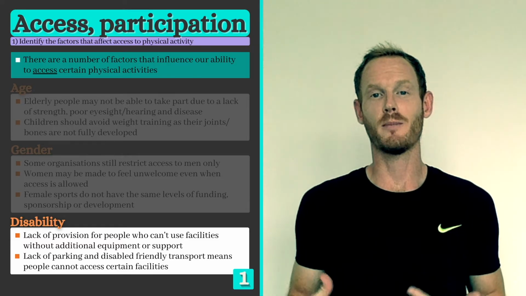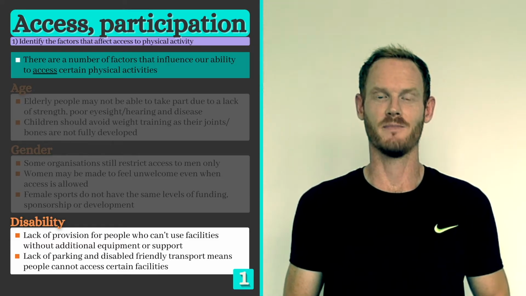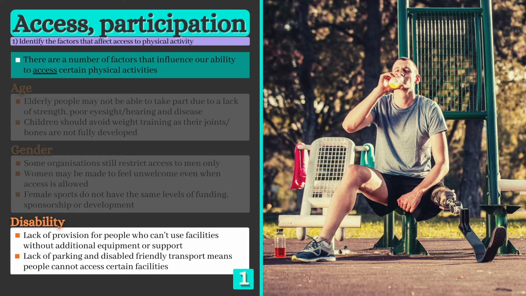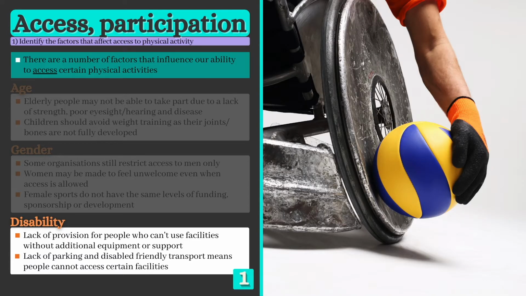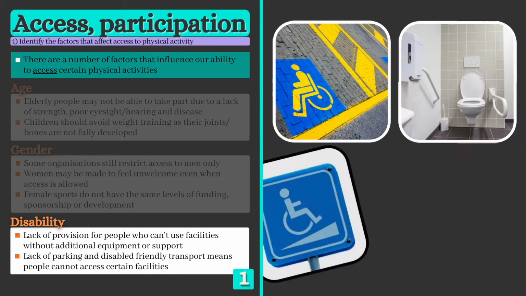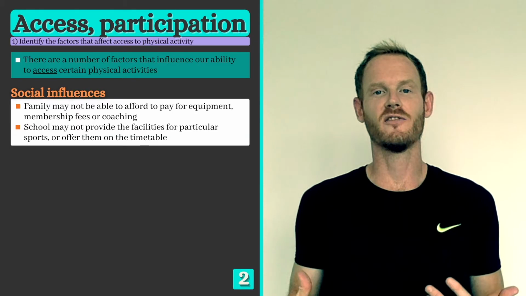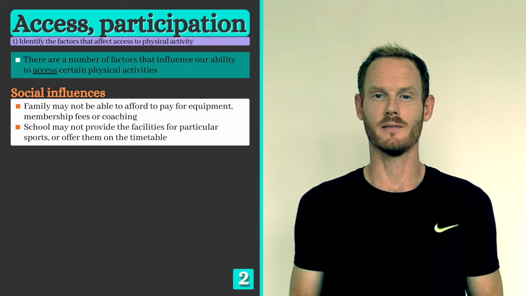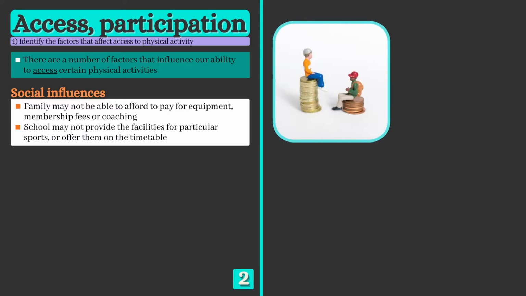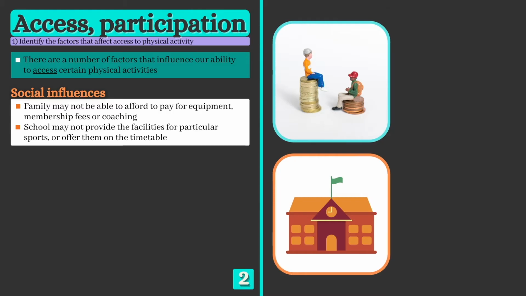Disability is our third and perhaps most restrictive factor. While losing the use of a limb, for example, would evidently limit your choices, disability sports are also few and far between, and leisure centres or public facilities may lack disabled parking spaces and toilets, wheelchair ramps, automatic doors or handrails. The next factor is social influences, which include your family's financial status and the quality of school facilities.